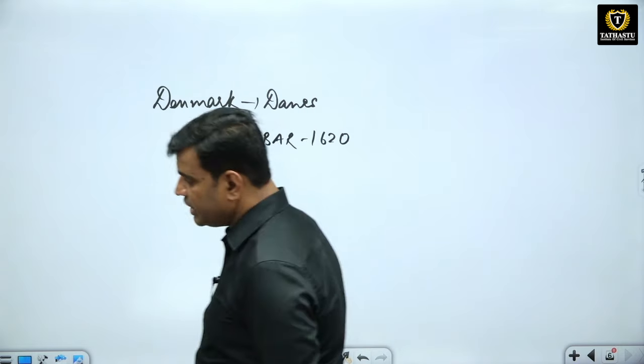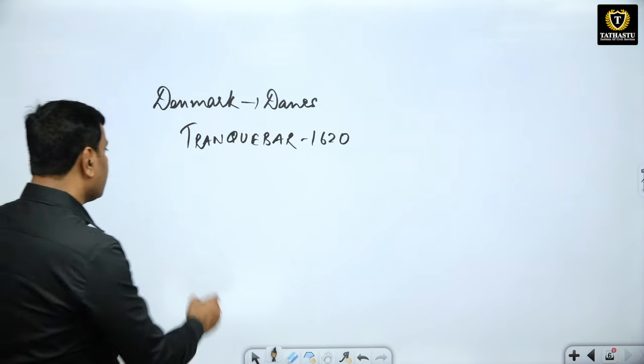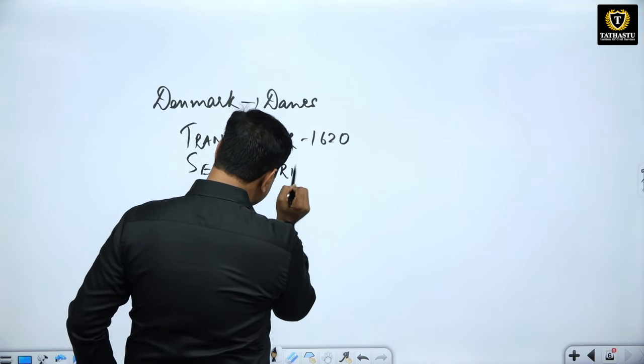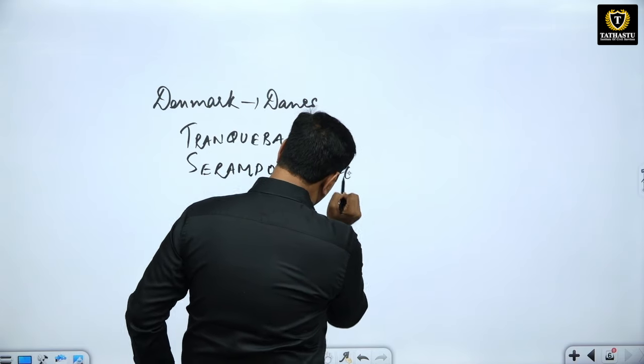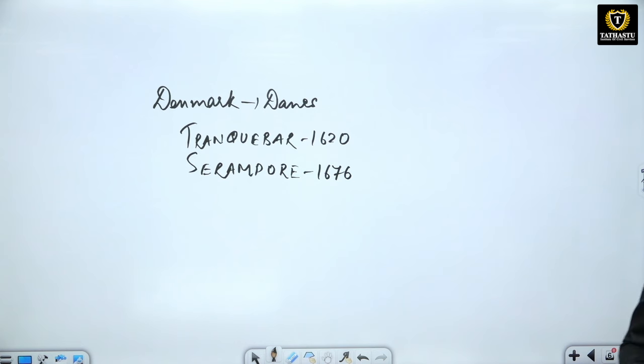Their most important settlement was established at Sharampur in Bengal in 1676. One sentence here, clear?